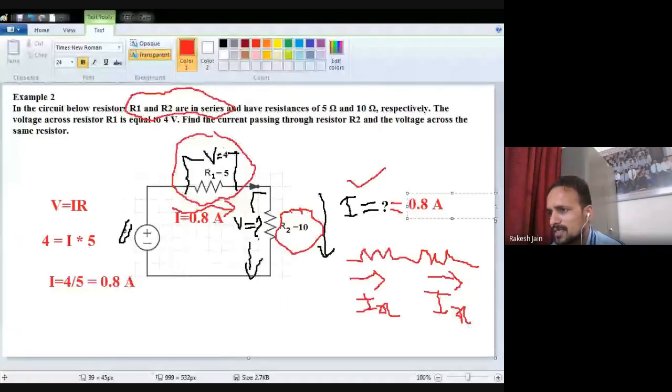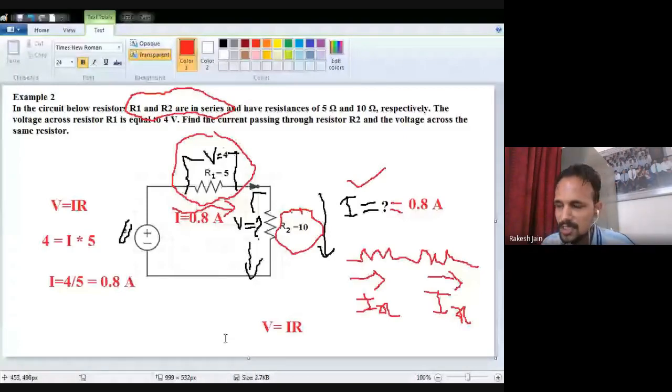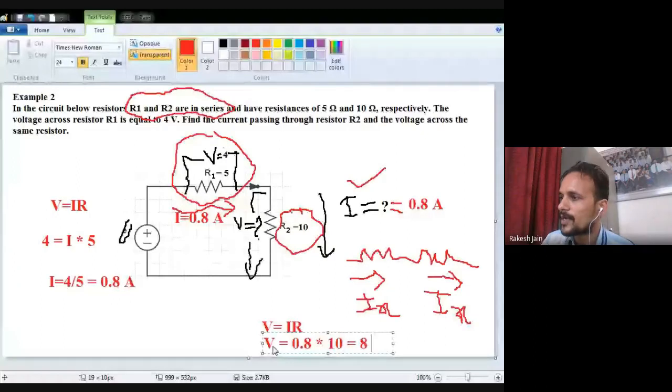The second thing: now that we have the value of the current, what is the voltage? Again we know Ohm's law states that V is equal to IR. We have to find V, so V is equal to the current through this R2 resistor, which is a 10 ohm resistance. The current is 0.8 again, multiplied by the resistance value, given as 10 ohm. So 0.8 multiplied by 10 is definitely 8 volt. So this is my complete answer to the question.